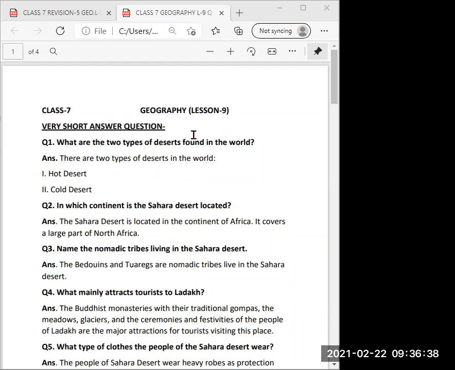So today we are going to revise lesson number 9 of geography. That is revision. Which revision? Revision 5 will be there. Clear? So those who are having the book or the notebook in which the question answers of this lesson are done, please take it out. Open your lesson number 9 in your notebook if you have done the work.